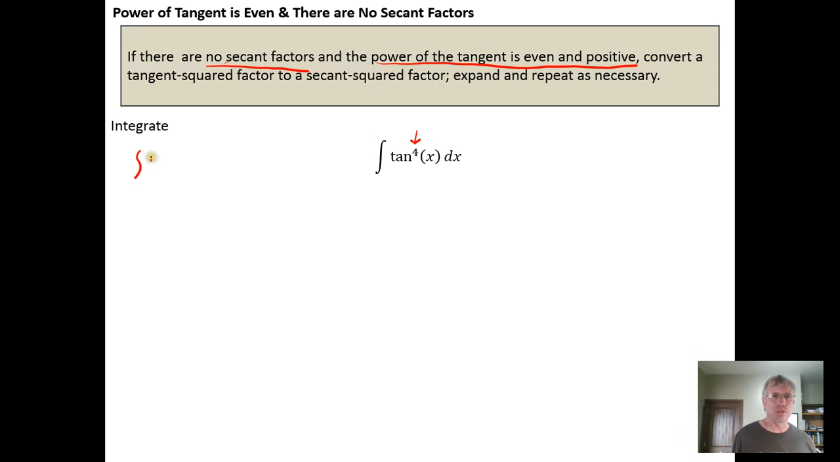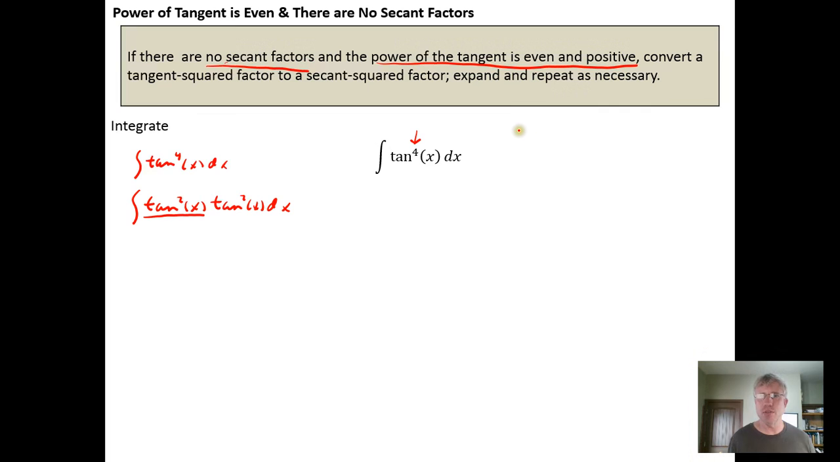So we have the integral of the tangent to the fourth power of x dx. And what we want to do is look at the tangent to the fourth as being the product of two tangent squareds. So we have tangent squared x times tangent squared x, which is the same as the tangent to the fourth, dx. And then what we want to do is take one of the two tangent terms that we have and replace it using the Pythagorean identity.